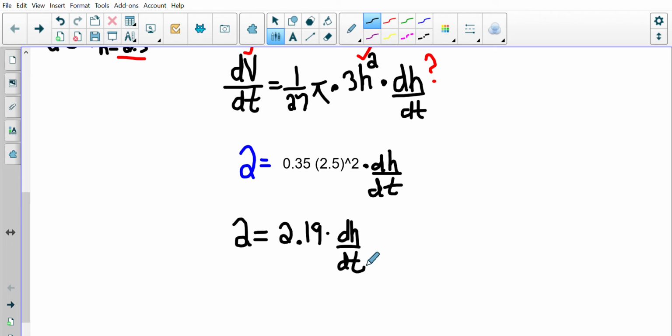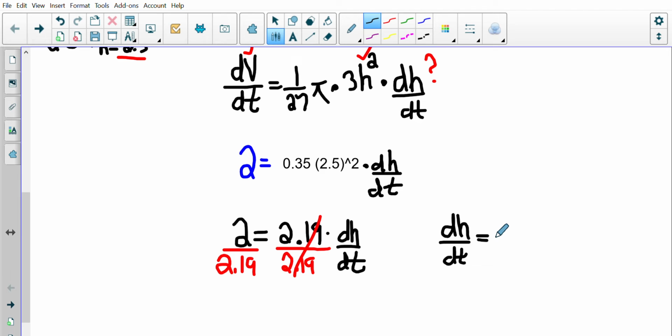Alright, and then my last step is to get dH/dt by itself, so I'm going to divide both sides here by that 2.19. And what you do to one side, I can do to the other here. And those divide each other out. And so my dH/dt, again, the rate at which my height is changing with respect to time.